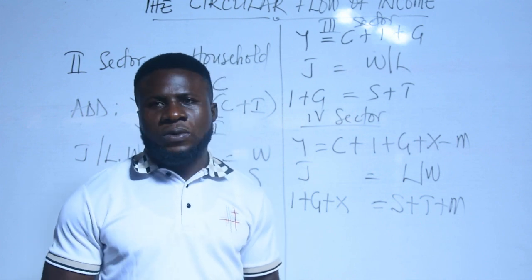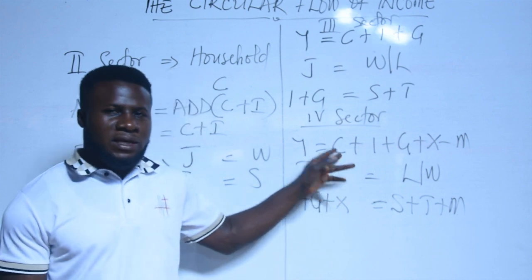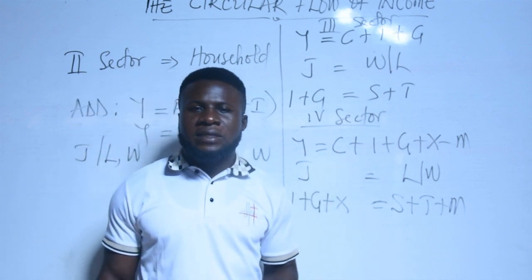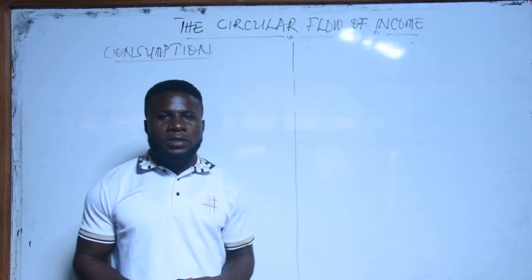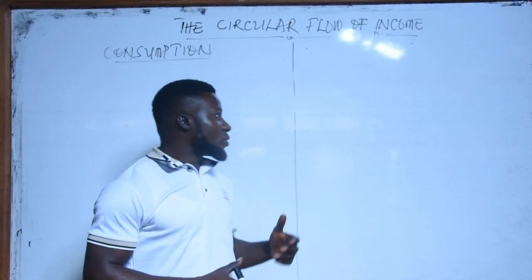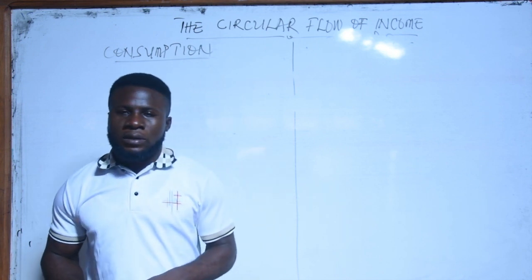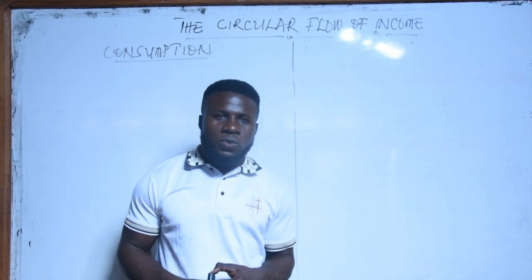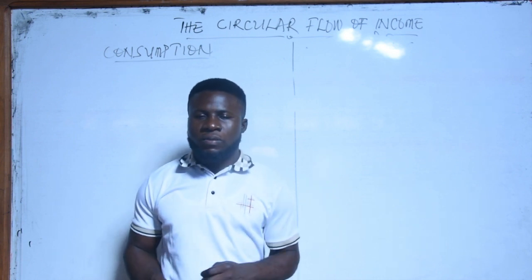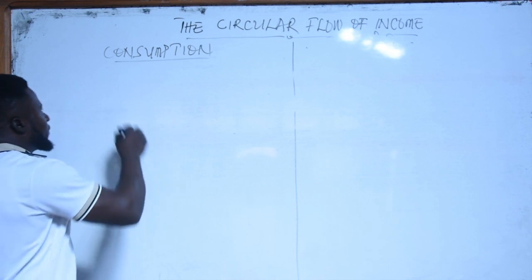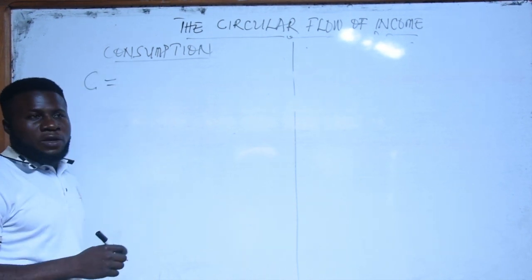Now let us look at consumption as an aspect of aggregate demand. It is very imperative. Let us look at the consumption function. We will be looking at consumption, which is simply the expenses made by households on goods and services. And consumption, denoted by C, is made up of two main components.